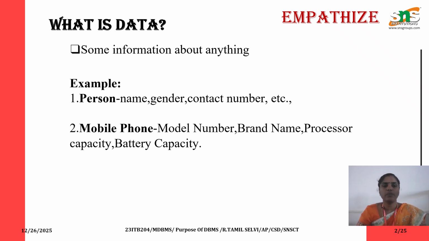So first we must know what is data. Data means some information about anything. For example, a person. For a person, things like name, gender, contact number, etc. are considered as the information about a person. And consider this second example, mobile phone. For a mobile phone, model number, brand name, processor capacity, battery capacity are considered as information about the mobile phone. Clear? So data means some information about anything.